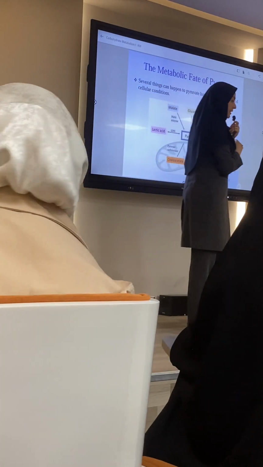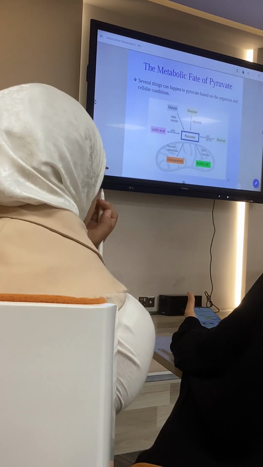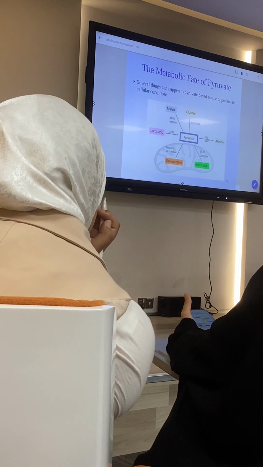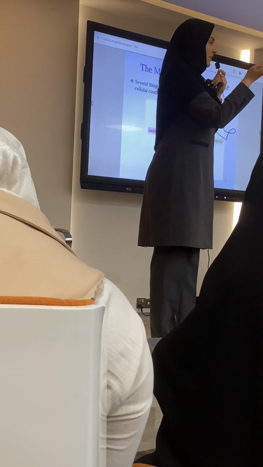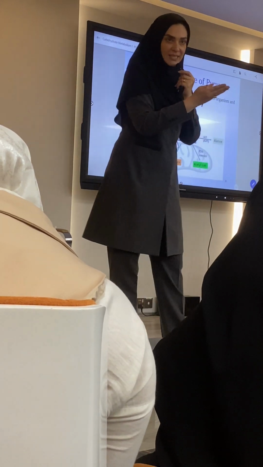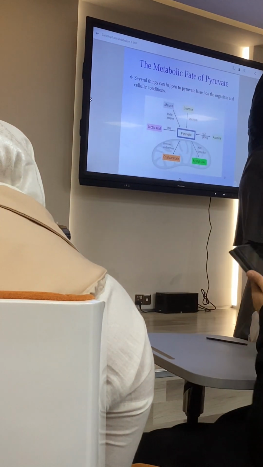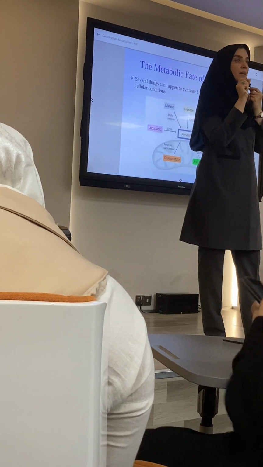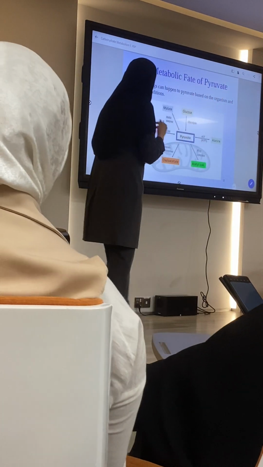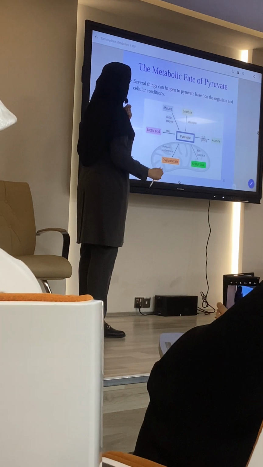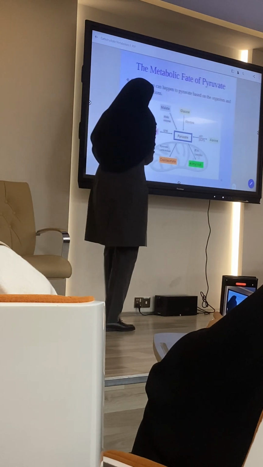About pyruvate kinase, I mentioned this one to the other group. I think one of your questions would be from this enzyme, because this enzyme is very, very important. Why? Because this is the link between glycolysis and the Krebs cycle. If I ask you, what is the name of the enzyme that links glycolysis to the Krebs cycle? It is pyruvate dehydrogenase, sometimes known as pyruvate decarboxylase. But you should know that I'm talking about this complex.